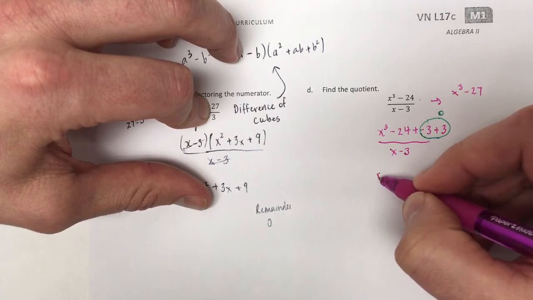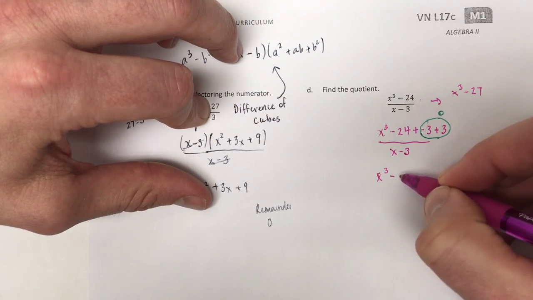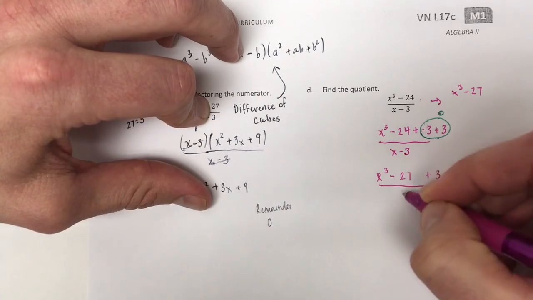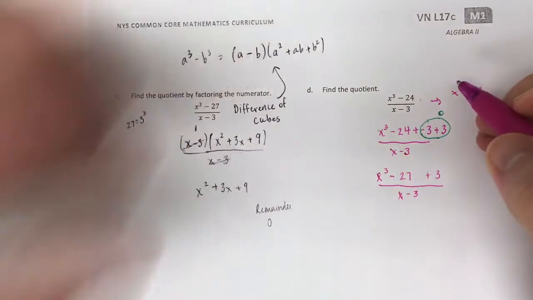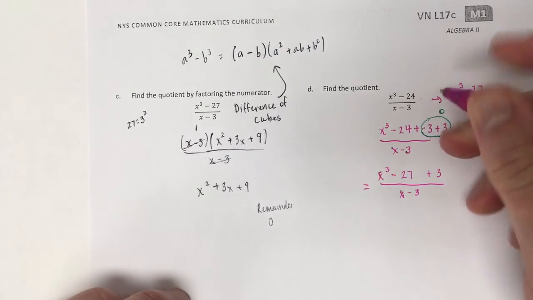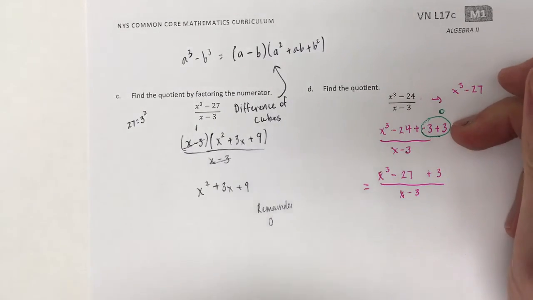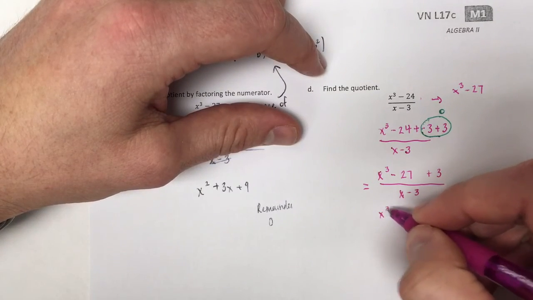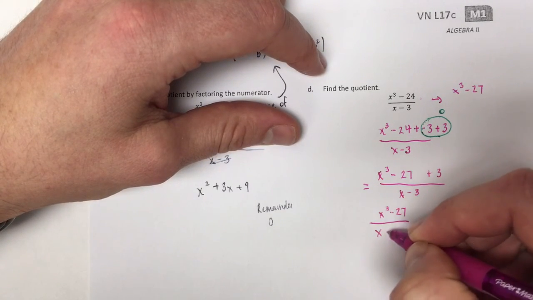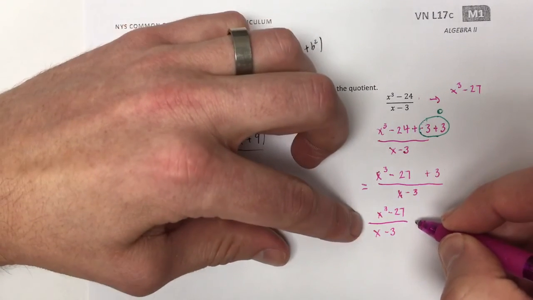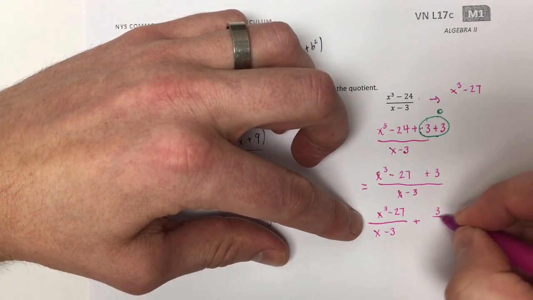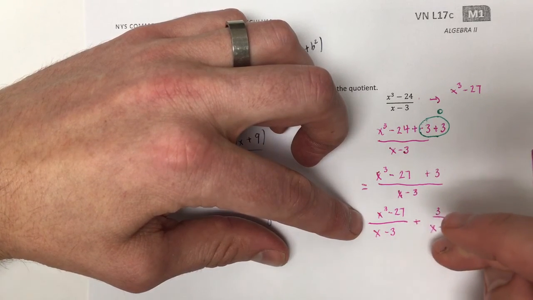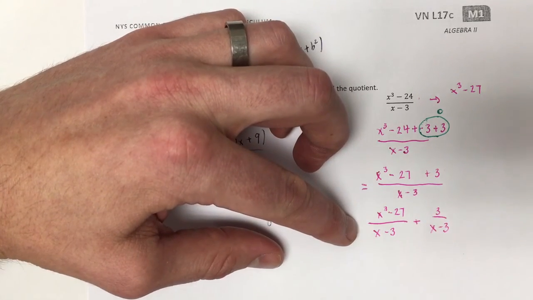So I rewrite this, x cubed minus 27 plus 3 all over x minus 3. And it's really important that you understand that this maintains equality because I'm really adding a 0. And adding a 0 doesn't change the expression. And then the x cubed minus 27 divided by x minus 3 can be split apart from the 3 as long as I maintain addition or subtraction and I keep my denominator.